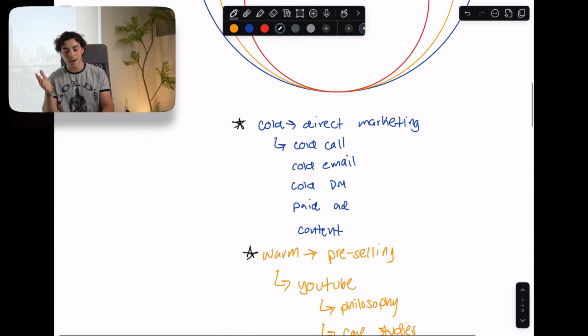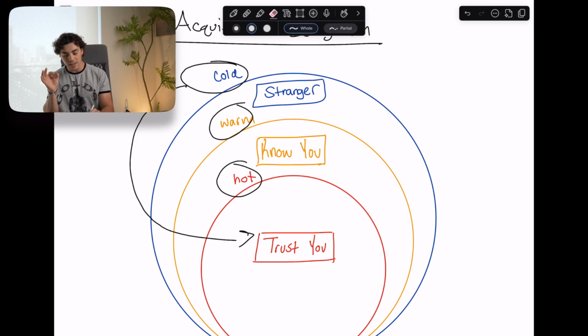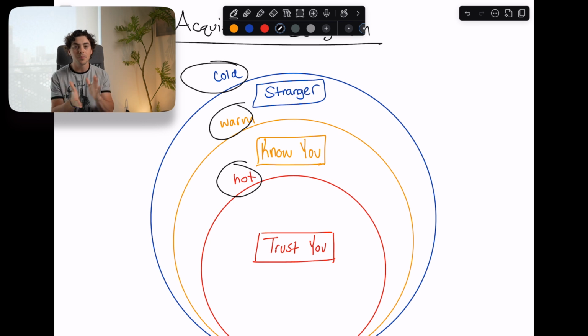Here's how I've simplified it, right? Again, we have 3 layers: cold, warm, and hot. Most people go straight from cold to hot. The way that it works is at the top we have cold strangers. These are people that don't know you.